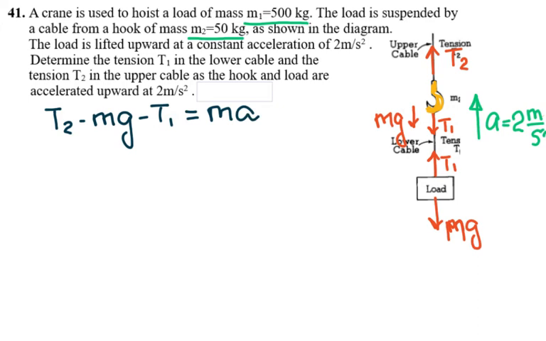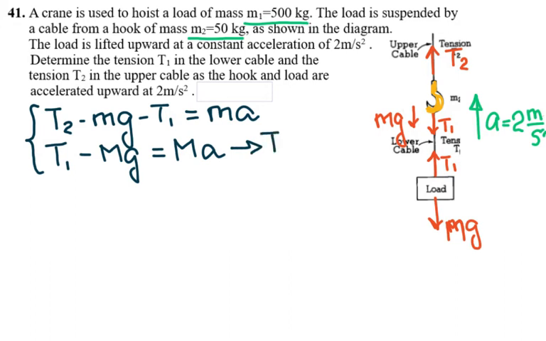And also the mass has no clue what's happening to it. All it knows is that there is a force T1 pulling it up, and at the same time the mg is pulling it down, and it's accelerating up. So I could solve this equation for T1. So T1 is equal to mg plus ma. And then I'm going to take this and plug it in instead of T1.